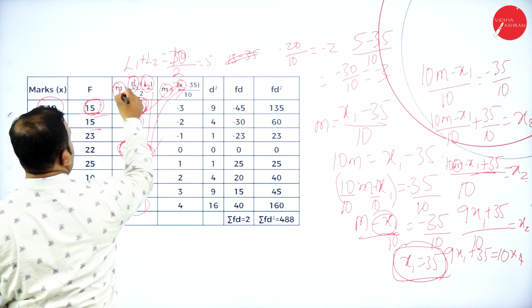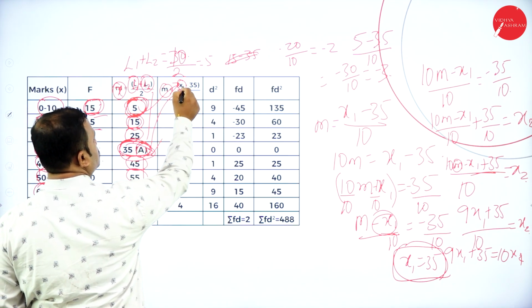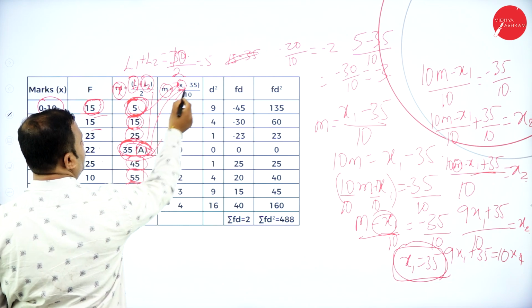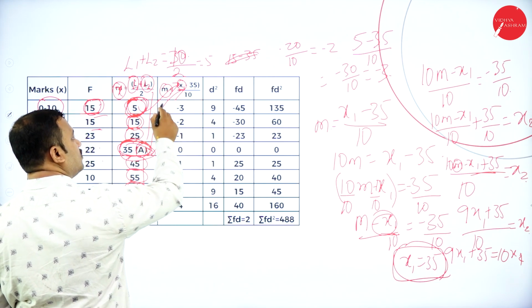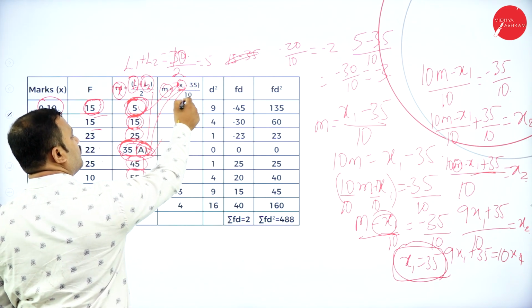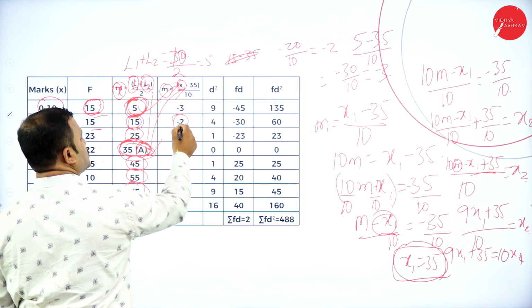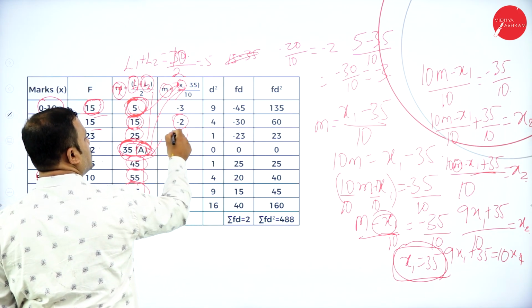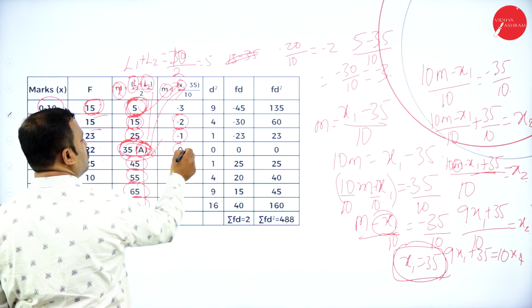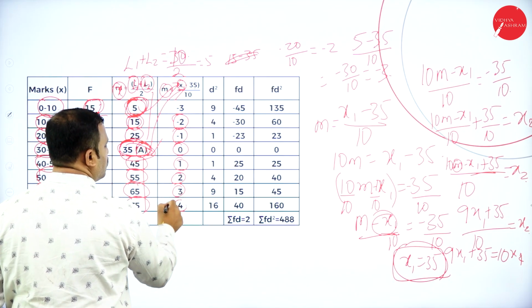Let me call this term as x. So x1 is this. Now, similarly, 15 minus 35 is equal to minus 20. 20 by 10 is minus 2. Then similarly, we have minus 10 by 10 is equal to minus 1. We have 0 here, 1, 2, 3, 4 like this.